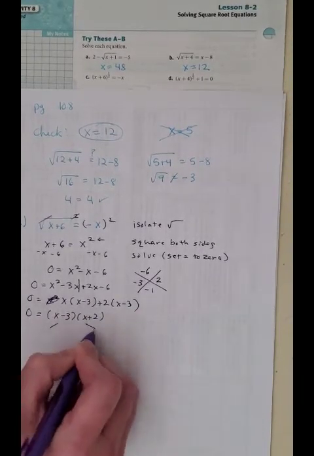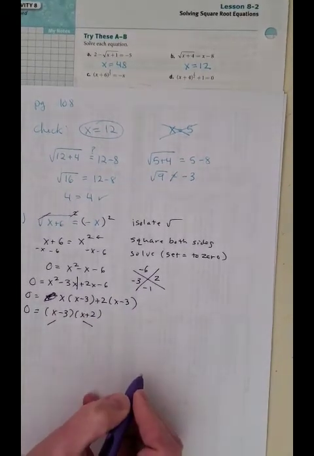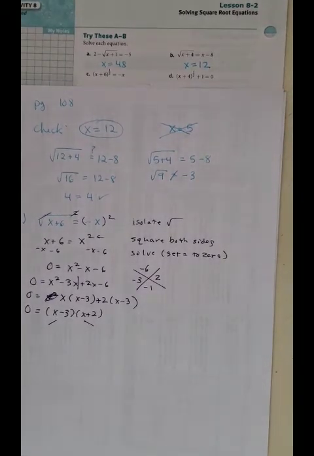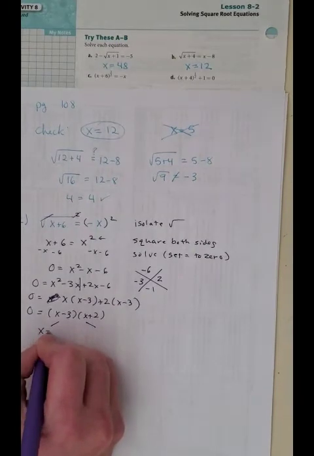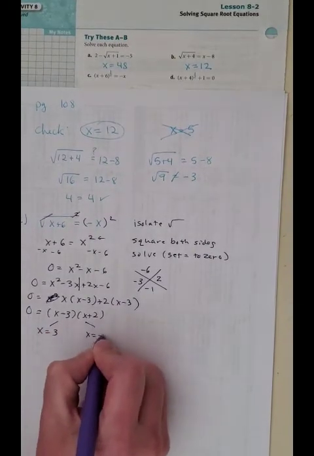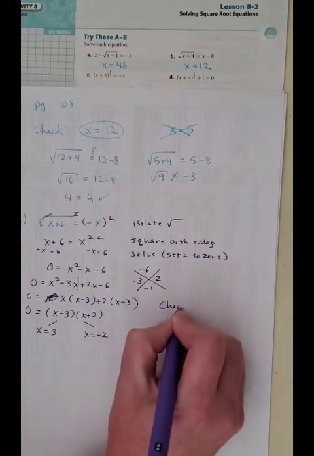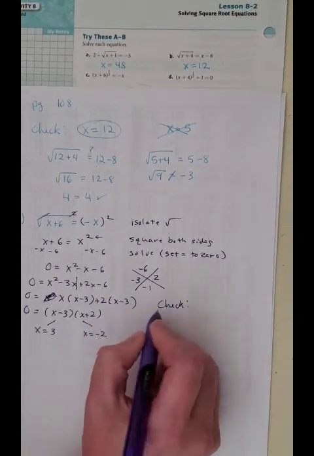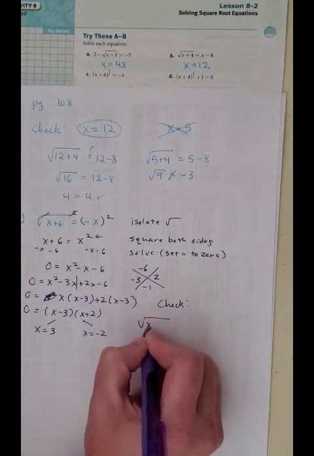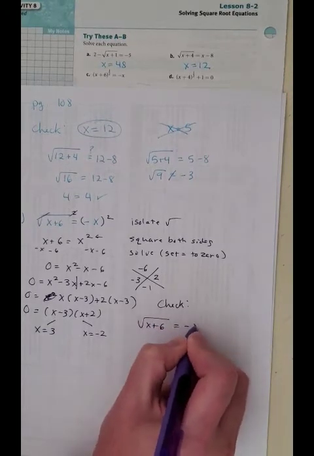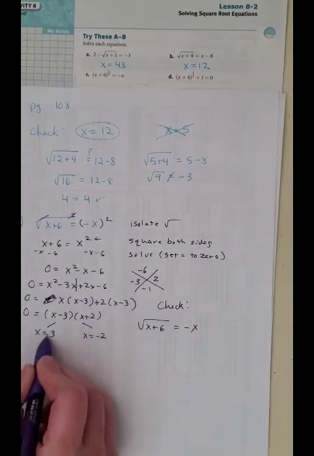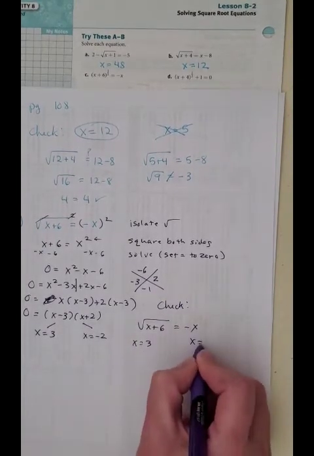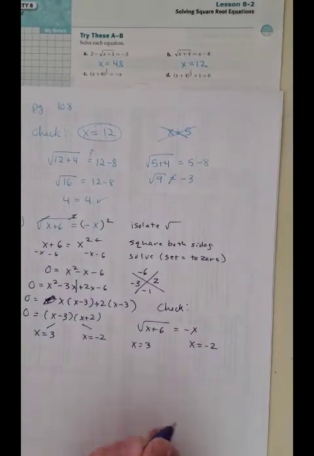Now apply the zero product property. The zero product property is that we take each factor and set it equal to 0. So I get x equals 3 and x equals negative 2. And now my check. I'm going to check each of these in my original. My original was square root of x plus 6 is equal to negative x. So I'm going to substitute in 3, and I'm going to substitute in negative 2 and see if both or either work.